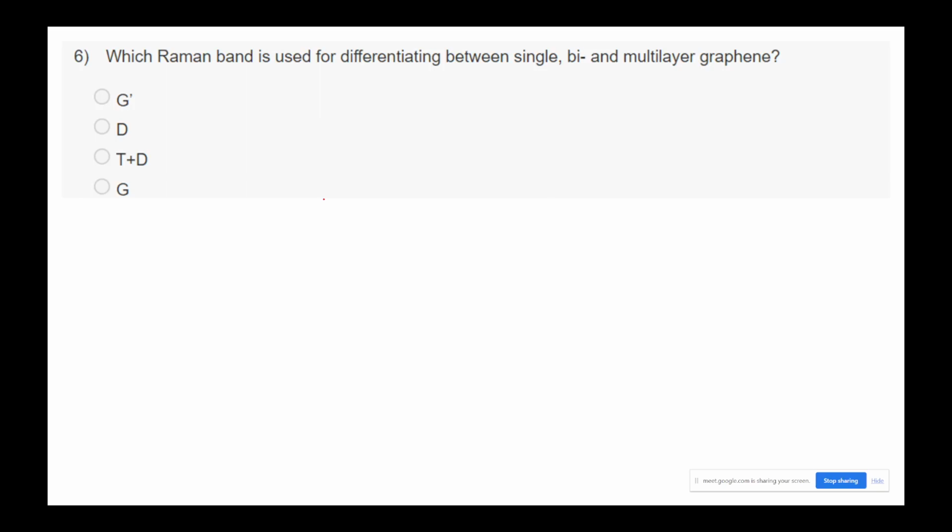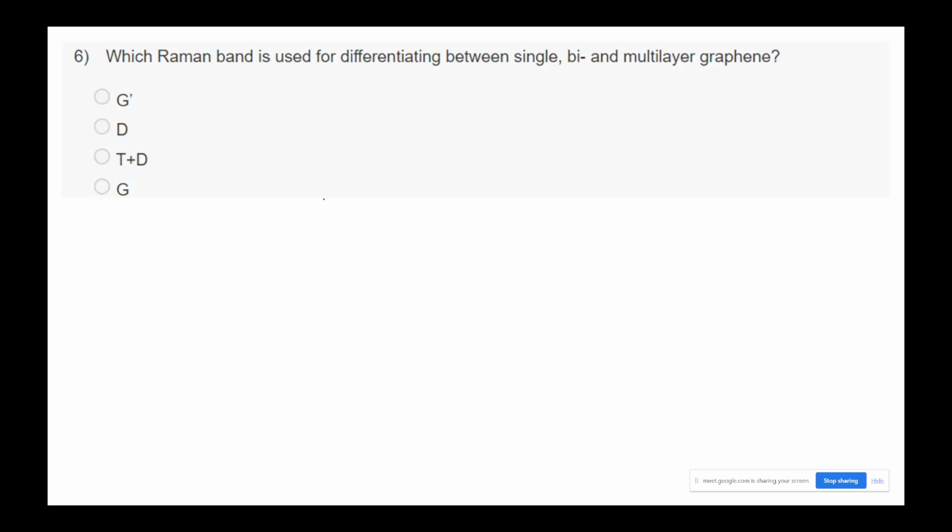Which Raman band is used for differentiating between single, bi, and multi-layer graphene? So this is very similar, or very easy, which I have just explained. So there is a single layer, bi-layer, and the multi-layer. So how will you get to know? Okay, so that is given by your G dash peak. Okay, but G dash is also, you can say, the 2D or the G dash, whatever you want to say.